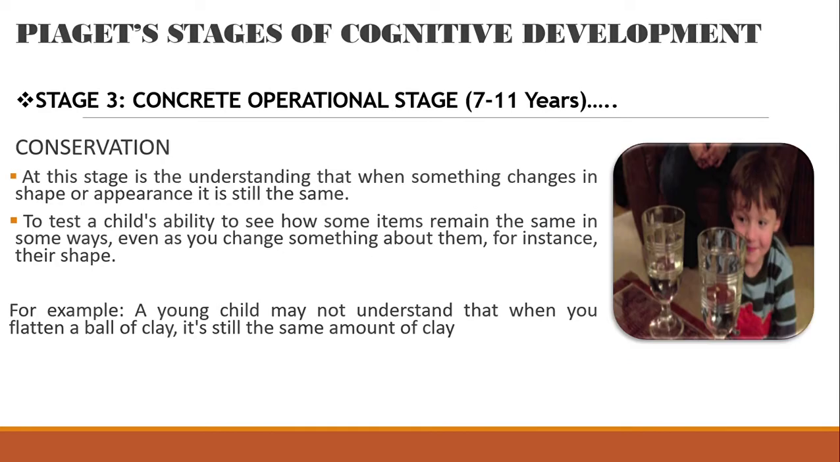So conservation, at this stage still in concrete operational, 7 to 11 years. This is the understanding that when something changes in shape or appearance, it is still the same. So, to test a child's ability to see how some items remain the same in some ways, even as you change something about them, for instance their shapes. For example, a young child may not understand that when you flatten a ball of clay, it's still the same amount of clay.